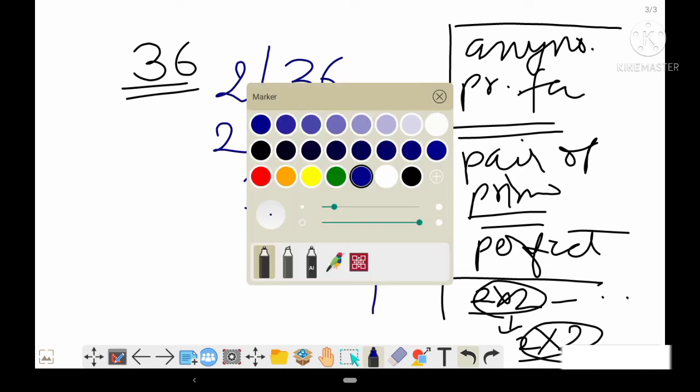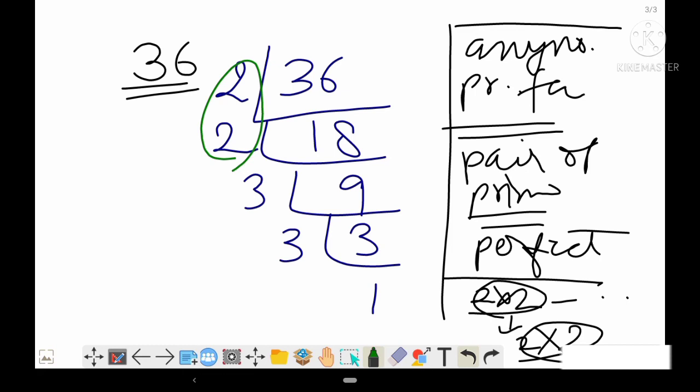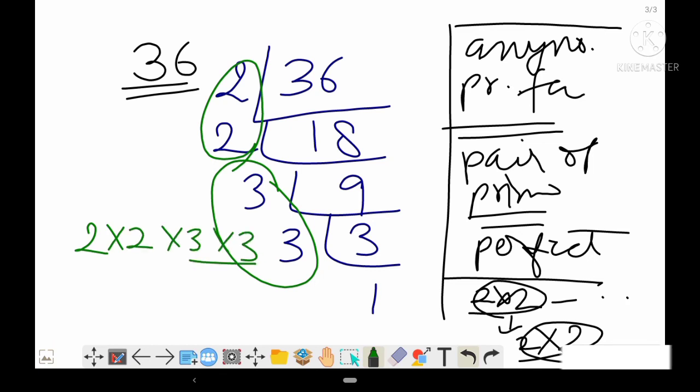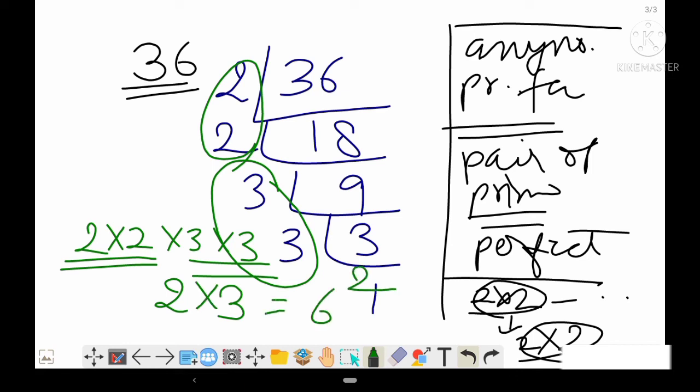So students, you can notice very clearly that you can find 2 and 3 in pair, isn't it? 2 into 2 into 3 into 3. So here you see 3 in pair, so take 1 3 common. Here you see 2 is in pair, so take 1 2 common. So now multiply 2 into 3, so 6. 6 square we write because 6 into 6 is 36.